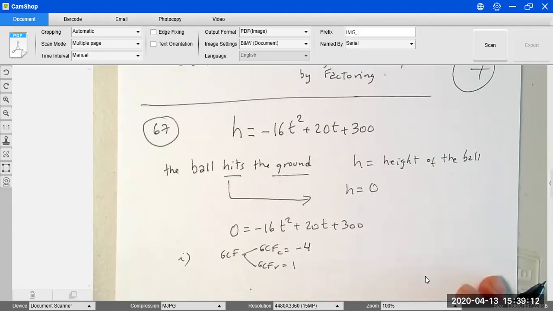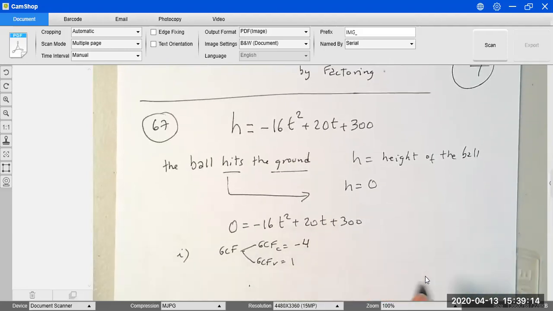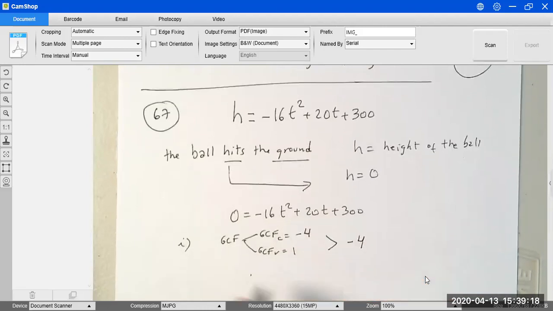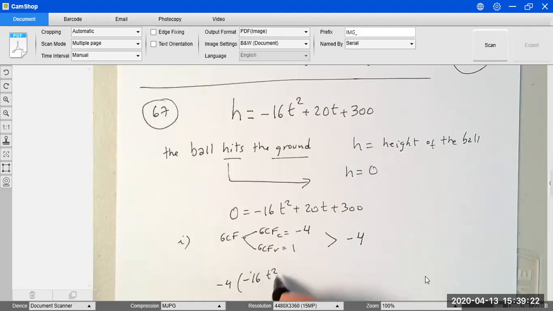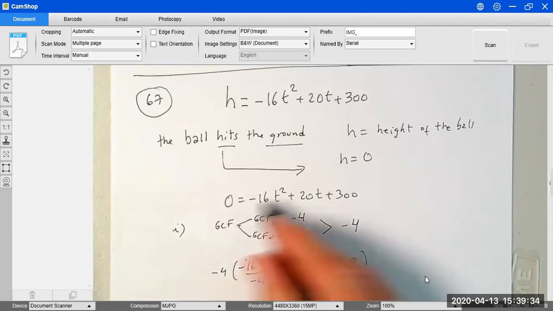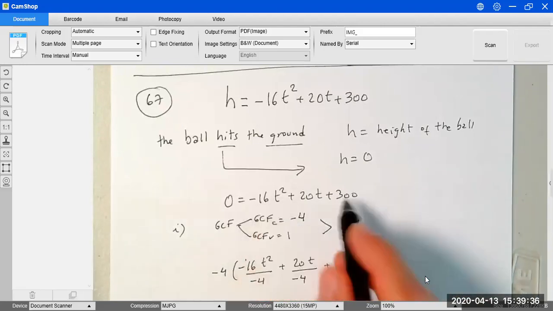Just 1. There is no t in the third term, so your greatest common factor is just negative 4. So I'm going to write negative 4 that multiplies negative 16t squared over negative 4 plus 20t over negative 4 plus 300 over negative 4. And everything is going to be equal to 0.